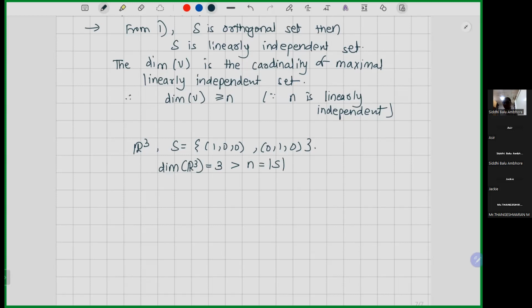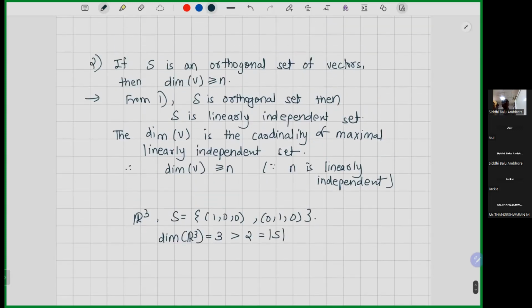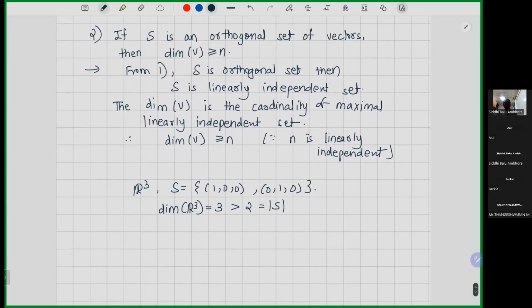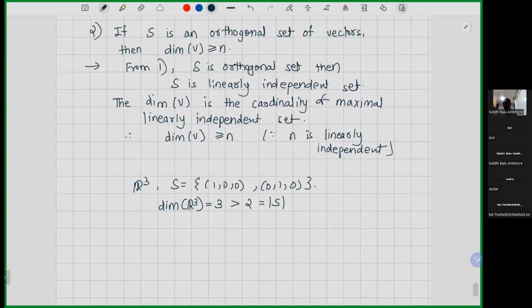Let me write 2 here. So this asserts that if it is a basis, then it will be equal, but if it is not, we need to add a few more elements for it to become a basis, and then the dimension will be greater than this n. So that's what he was referring to. Is this clear now? Any doubts, please let me know.